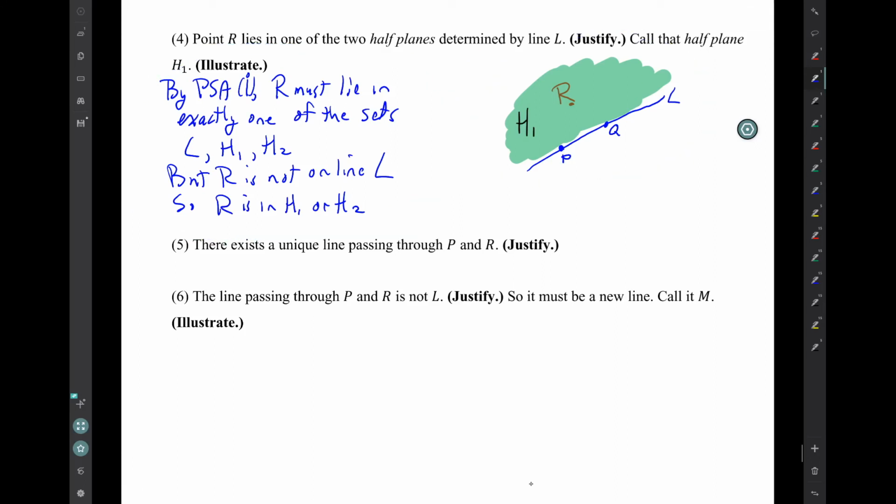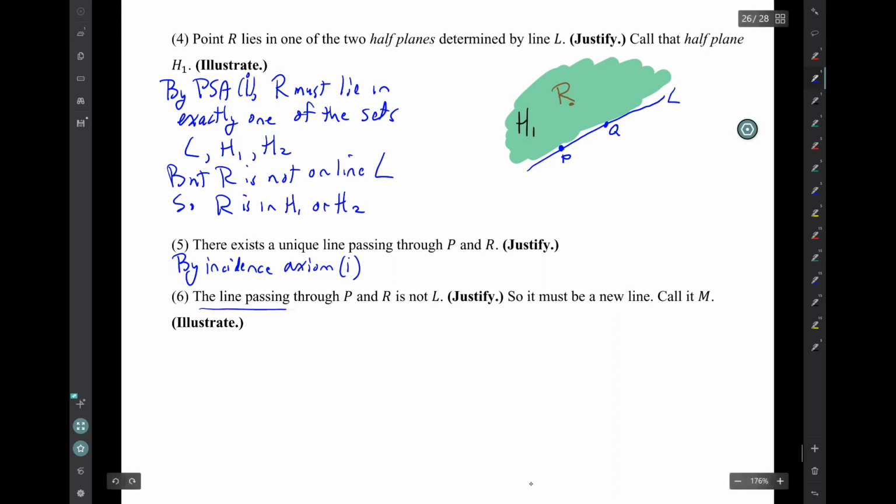Now statement 5 says, there exists a unique line passing through P and R. How do we know that? Well, that's incidence axiom 1. Incidence axiom 1 says that for any 2 distinct points, P and R, there's exactly one line that passes through them. Now, I did not say to illustrate this yet. It's because we need to address something else first. We need to know how we're going to illustrate it. For that, we're going to need this next statement.